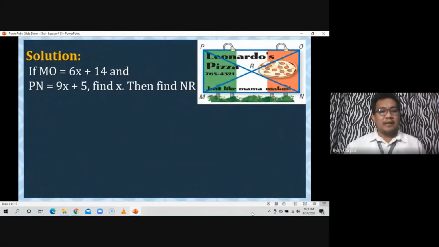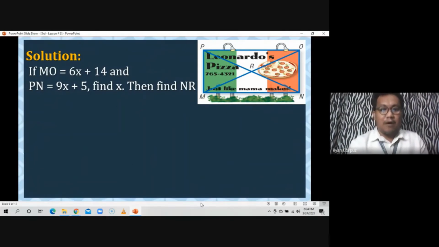So, ang given natin, MO is equal to 6x plus 14 and PN is equal to 9x plus 5. So what we are going to find out is the value of the variable x. Then we are also going to find out the segment NR. So what are we going to do? Using this given, MO and PN are diagonals of a rectangle.